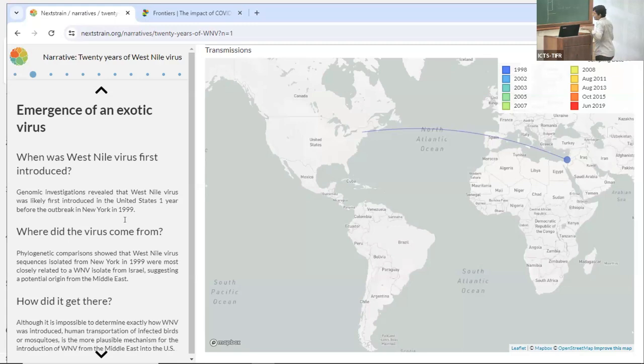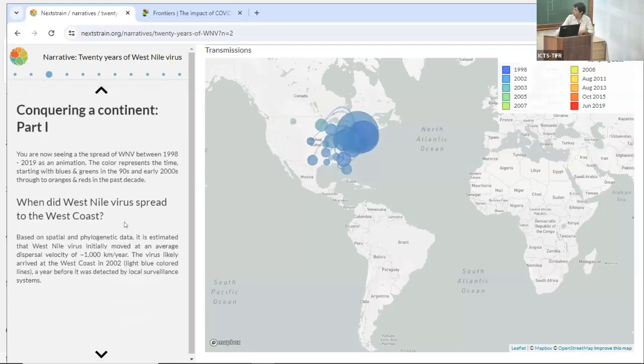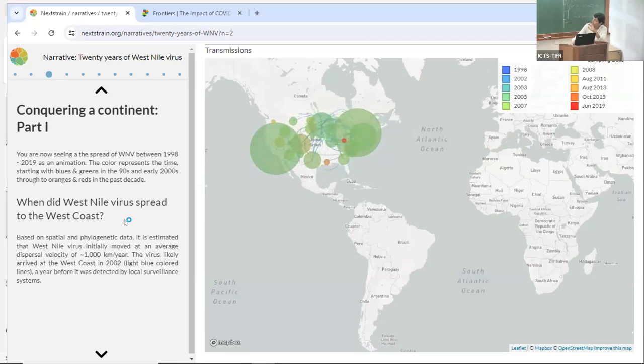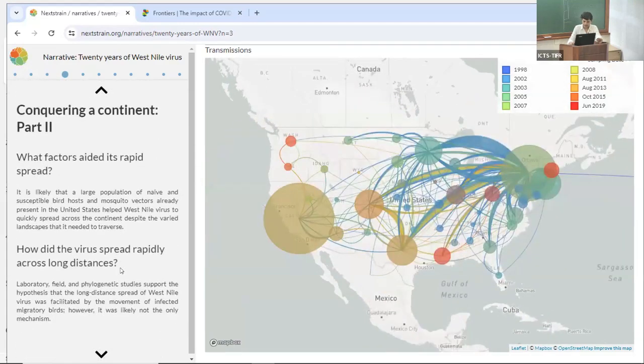Okay. All right. So we know that there was a big outbreak in New York, and then slowly it went all through the US, then into the West Coast, and then all of North America, entire region. Basically, based on the genetic evidence, you can look at the dispersal velocity, about 1,000 kilometers per year. And in 2002, it was in the West Coast and was detected by the local surveillance systems there.